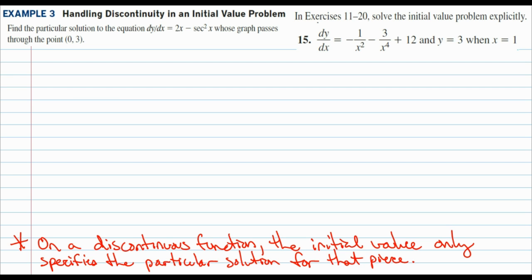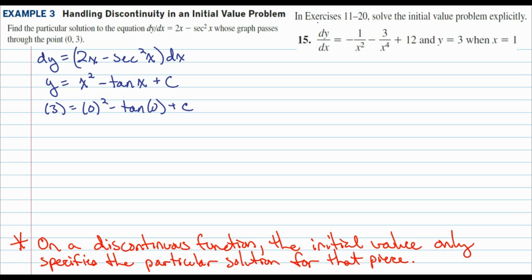So for example, example 3, find the particular solution to the equation dy/dx equals 2x minus secant squared x, whose graph passes through the point (0, 3). So first we multiply both sides by dx and find the differential dy. Then we're going to integrate both sides. The integral of 2x is x squared. The integral of secant squared is tangent x. The minus sign stays the same. And then of course we have our plus c that did not cancel out because it's an open integral.